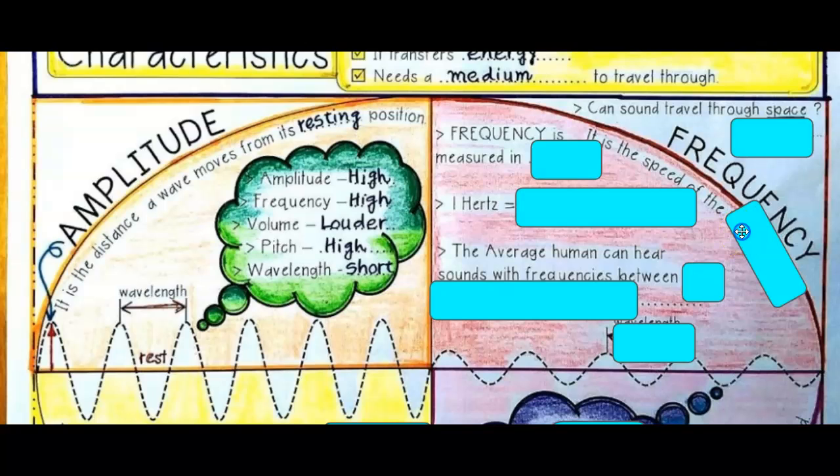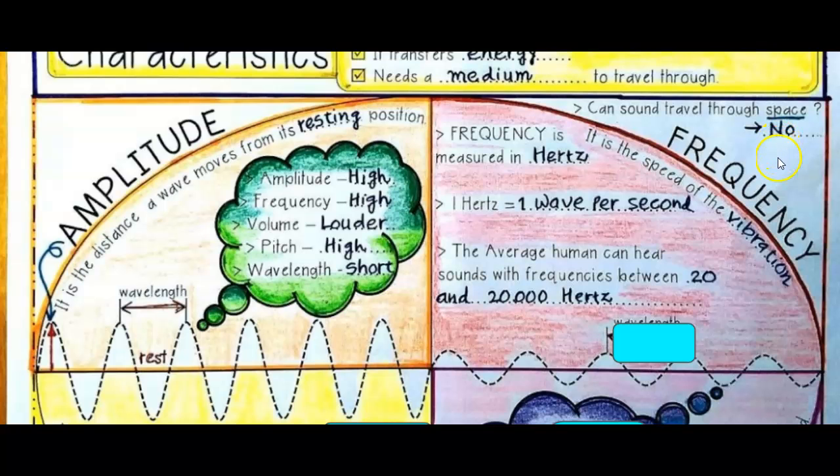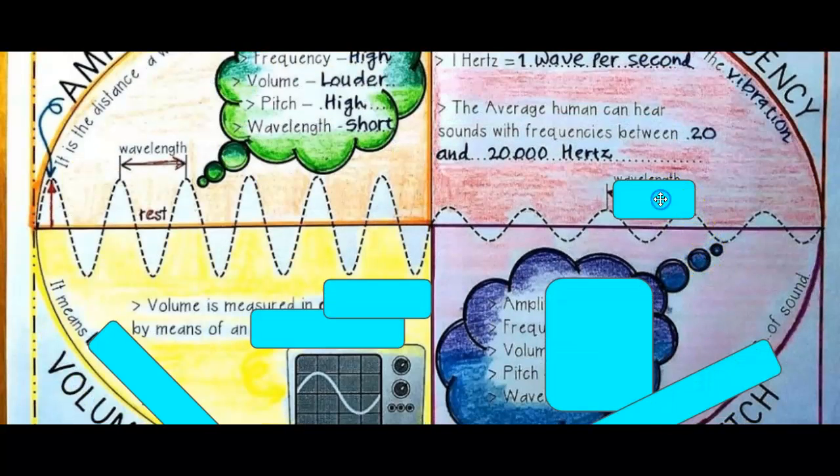Frequency. It is the speed of the vibration of the sound. Okay. Frequency is measured in hertz. 1 hertz equals 1 wave per second. And a fact is the average human can hear sound with frequencies between 20 and 20,000 hertz. Okay. Our question, can sound travel through space? No. All right, so let's take a look at our wavelengths here. Our wavelengths are going to be a little bit longer.